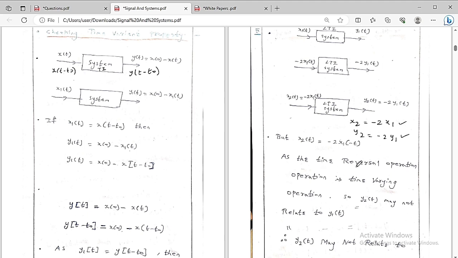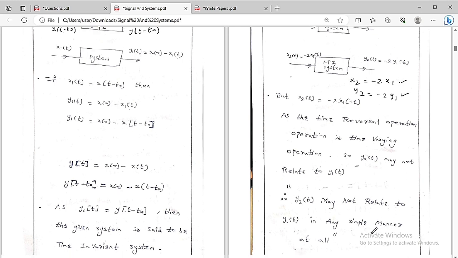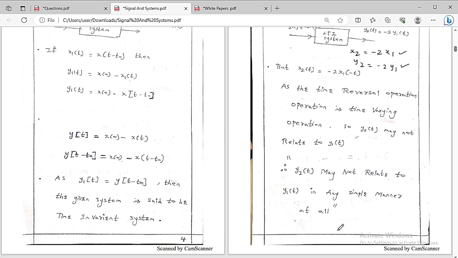A time reversal operation is a time varying operation, so y2 of t may not relate to y1 of t in a simple manner. Even if they do relate, it is in a very complex manner, not a simple one.